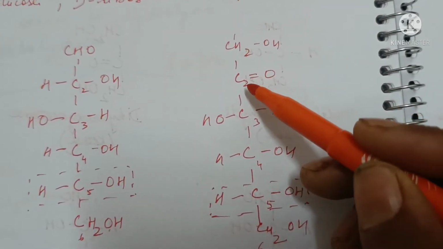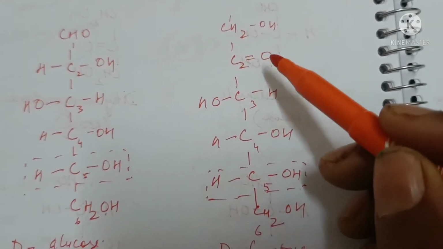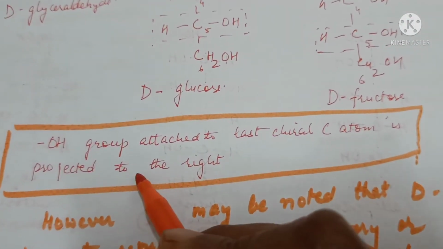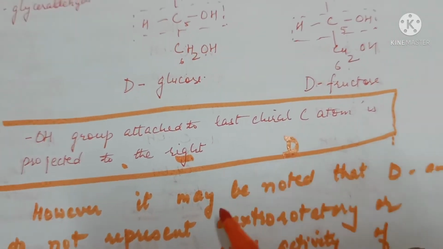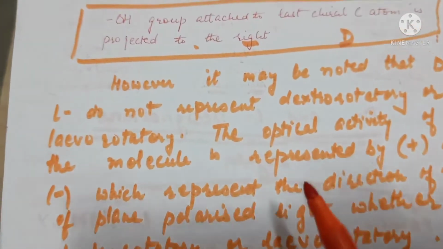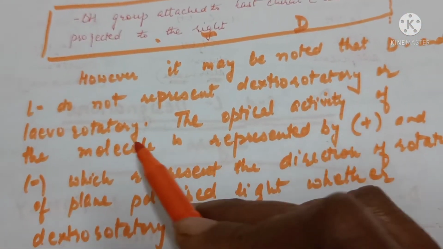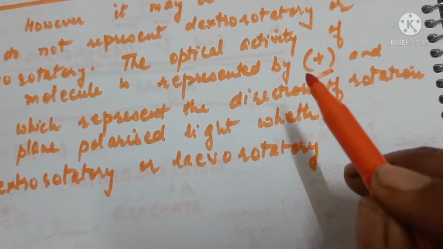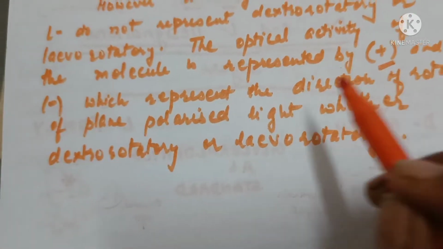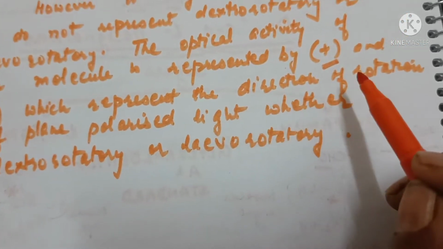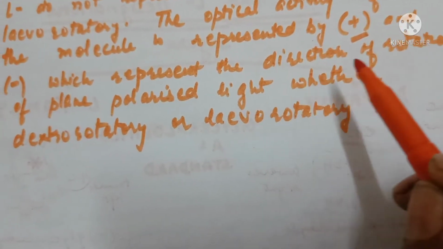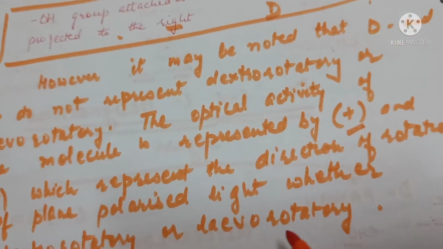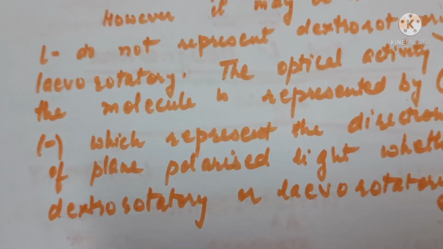In fructose, we have the second carbon atom having a double bond O ketonic group attached to it. The OH group attached to the last chiral carbon atom, if it is projected to the right, is D form. If it is projected to the left, it is L form. And this D and L do not represent dextro or levorotatory. Optical activity will be represented by plus if it is rotating towards the right, if it's dextrorotatory, and will be represented as minus if they direct the plane polarized light to the left. So if it directs plane polarized light to the left, it's levorotatory and represented as minus form.